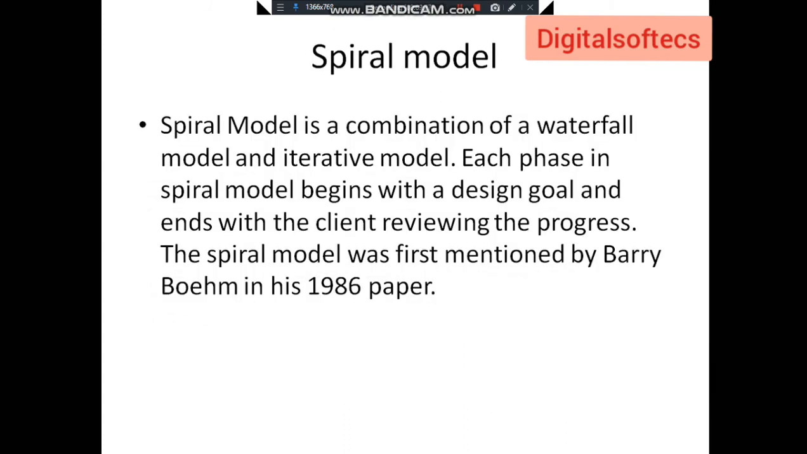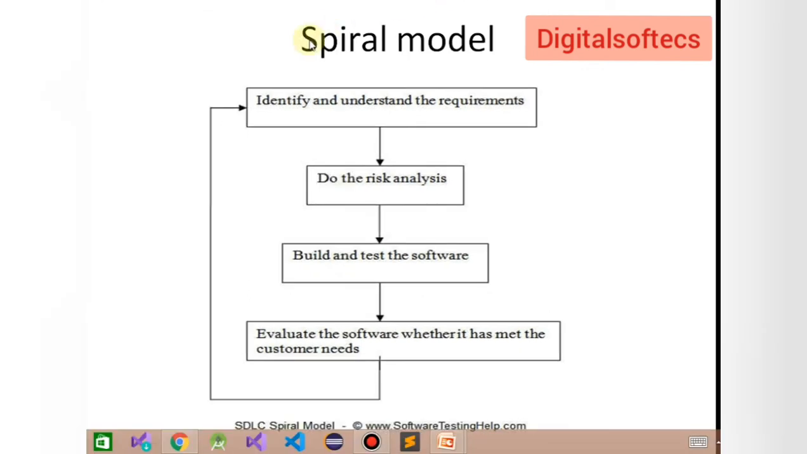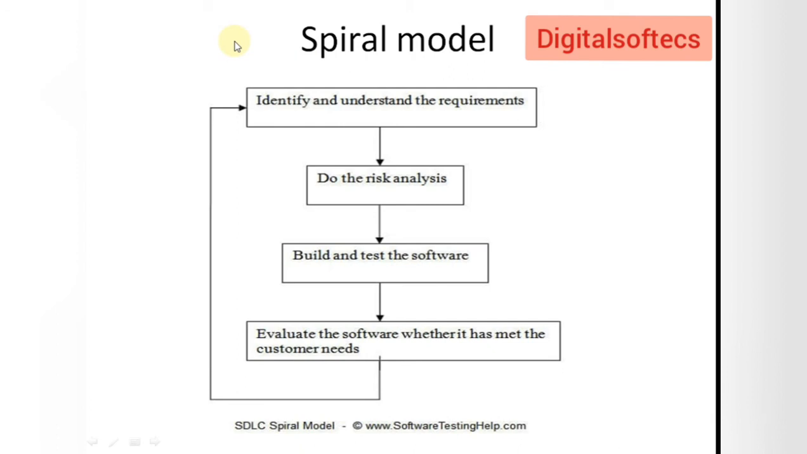We have the spiral model. The spiral model is the combination of the waterfall model and the iterative model. Each phase in the spiral model begins with a design goal and ends with the client reviewing the product's progress. The spiral model was first mentioned by Barry Boehm in his 1986 paper. So in the spiral model, let's see this example. We identify and understand the user requirements, then we do the risk analysis. We move towards building and testing the software. We move towards evaluating the software, whether it meets the customer's needs. Then we move again to identifying and understanding the requirements.